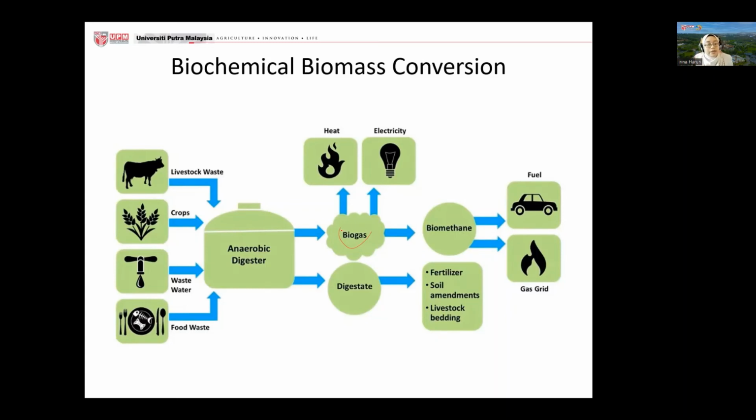And of course, the biogas here is actually methane, CH4, and CO2. So the methane can be used directly as fuel. But other than that, it can also be used to produce electricity and heat.